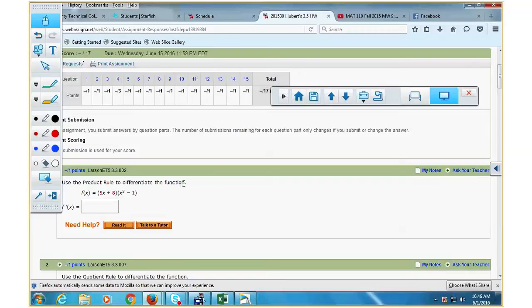Come to me with a differential equations problem right before the test. You suck. All right.